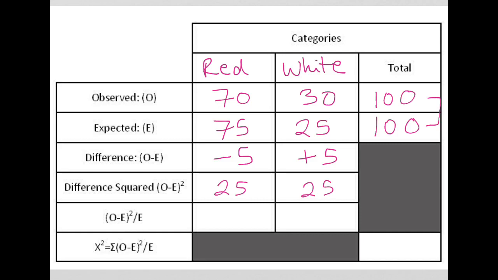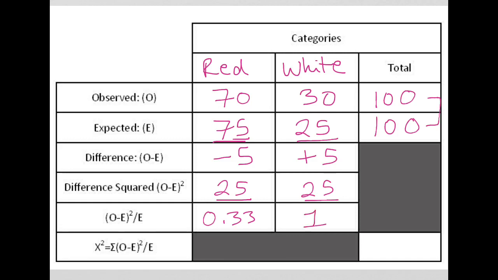So now we do observed minus expected squared divided by expected. In this case, I have my observed minus expected squared, and I have to divide it by my expected for this category. So that's 25 divided by 75, which gets me 0.33 repeating, etc. So I'm just going to keep it at 0.33. Similarly, this is going to be 25, but here it's also going to be divided by 25. So that is just 1.